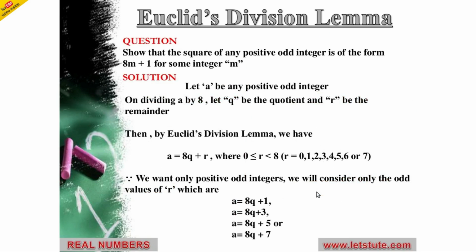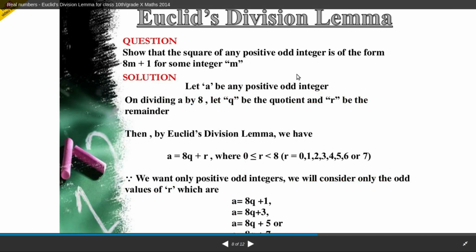So here, show that the square of any positive odd integer. See here, these are the key terms: positive odd integer, positive even integer, square, or just any positive integer. So what is the keyword here? The square of any positive odd integer is of the form 8m plus 1 for some integer m.